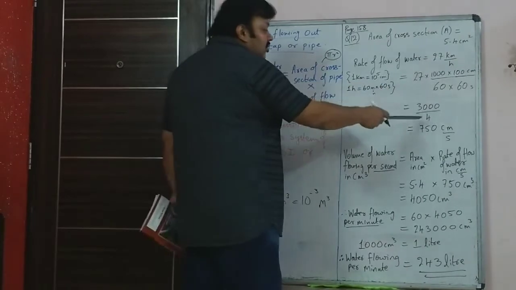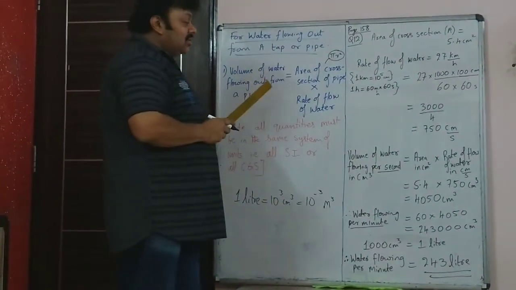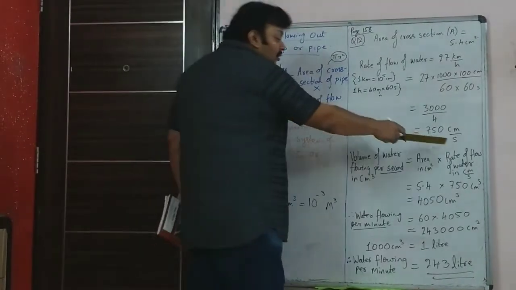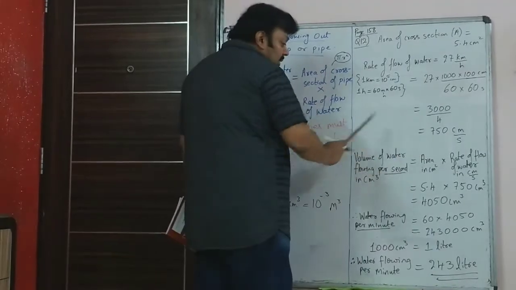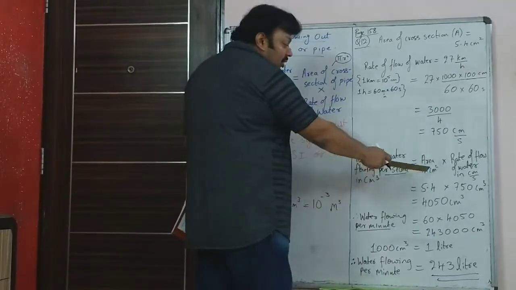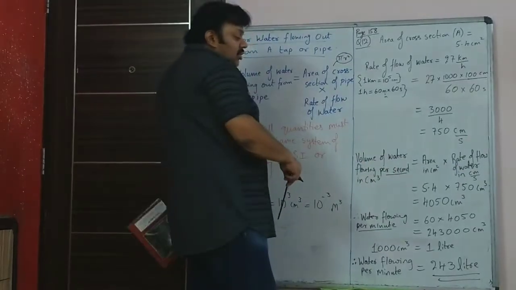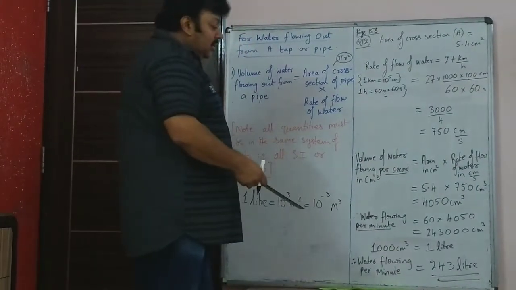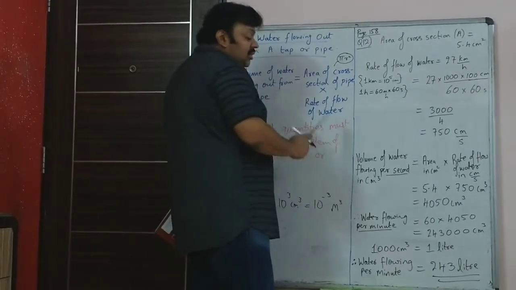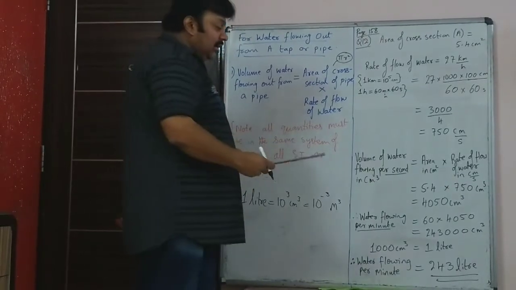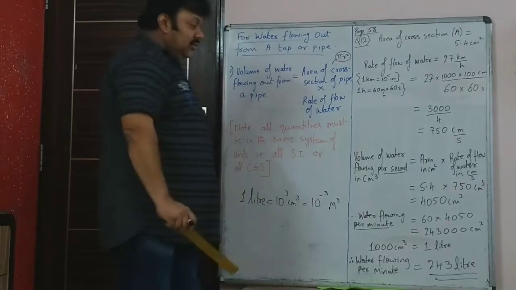So this, when you simplify, it comes to 750 centimeter per second. So the rate of flow of water is 750 centimeter per second and the area is 5.4 centimeter squared. Now the units are the same. So you will get volume of water flowing in 1 second in centimeter cube. That is what you get when you multiply 5.4 into 750.